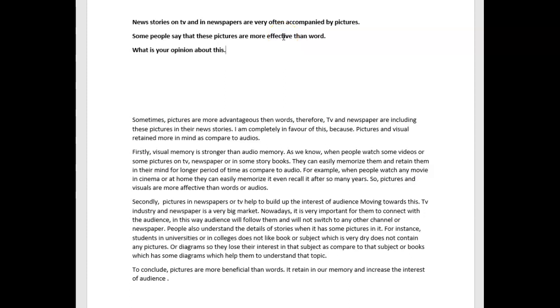Pictures are more beneficial, maybe, or pictures are more, I don't know, more meaningful. You could say that. That's not the same word. So sometimes pictures are more meaningful than words. Okay? Full stop. As a result, TV and newspapers are including these pictures in their news stories. I am completely in favor of this. Get rid of that comma and get rid of this full stop.